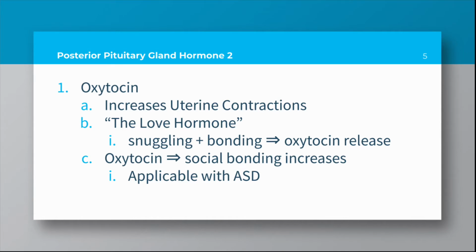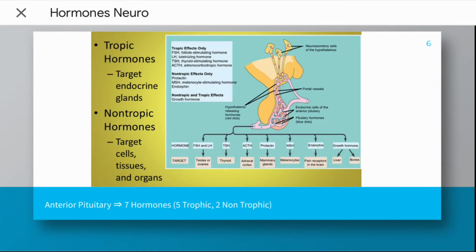Now let's look at the anterior pituitary gland, which releases 7 different hormones, 5 of which are considered tropic. Tropic hormones don't target cells or organs, but rather target endocrine glands. What does that mean? Well, a tropic hormone will stimulate a gland to produce another hormone that will then have an effect on actual cells and organs, as opposed to the tropic hormone directly having an effect on the final target group of cells.